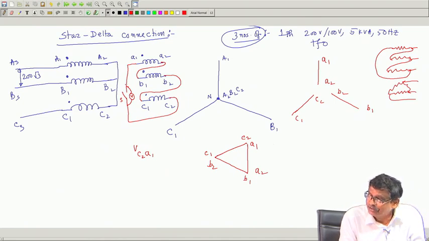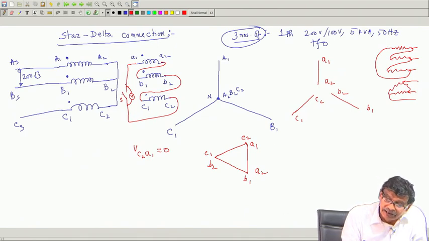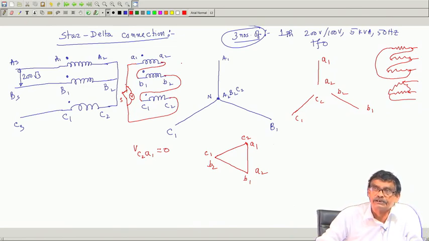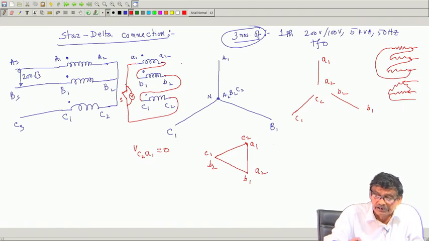And what is the voltage between C2 and A1? It is 0. Therefore, even if it is closed, whether it is closed or not, between C2 and A1 there is no potential difference. So, you can close this, no problem, no circulating current. Although each one of the coils has become a seat of EMF, they are connected in series and you are closing those, but these are 120 degree apart balanced 3 phase voltages. So, the resultant will be 0, no circulating current, nothing.